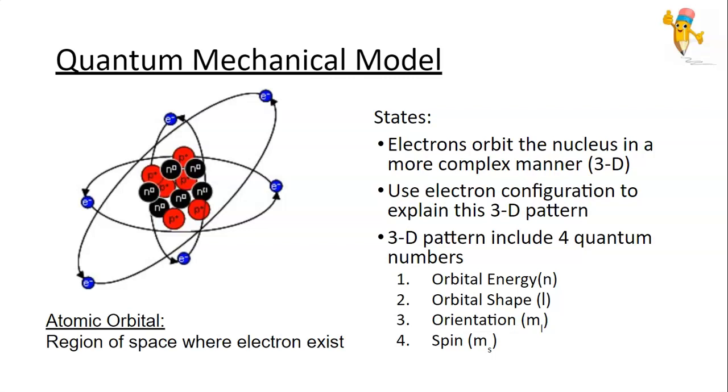An atomic orbital is the region of space where an electron exists. Now, we cannot definitively say where it exists. We can predict, we can get close to it, but electrons are moving super fast all around, so you can't pinpoint exactly where one is, but we can predict generally where it's at.